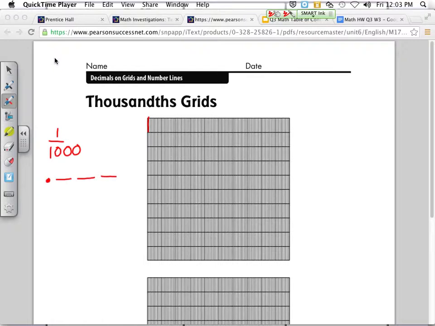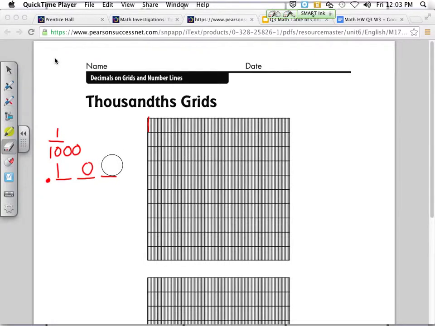And where do I put the 1? Do I put it in the tenths place? No. Do I put it in the hundredths place? No. Do I put it in the thousandths place? Yes. So some of you, I know, would put the 1 here and put 2 zeros at the end and call that 1,000. That's not 1,000. That's 100 thousandths.